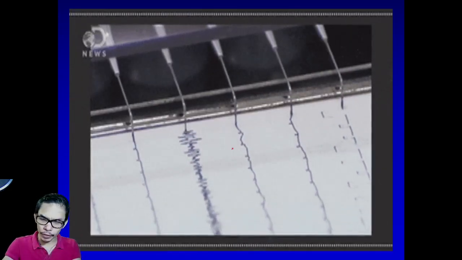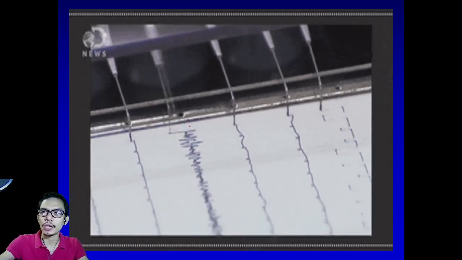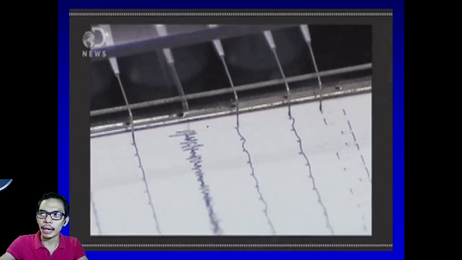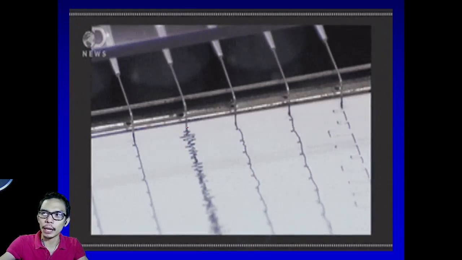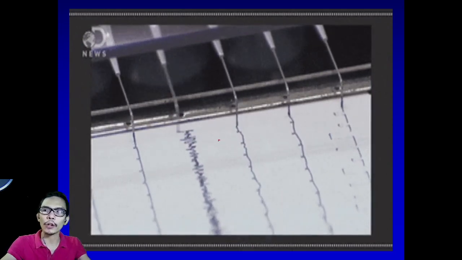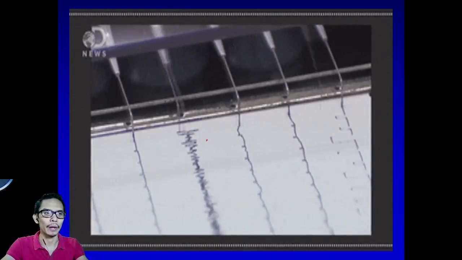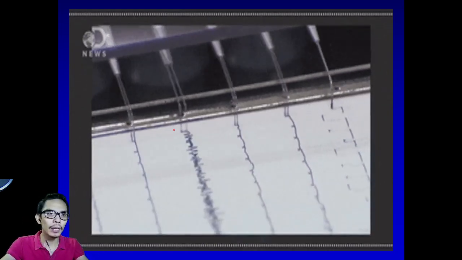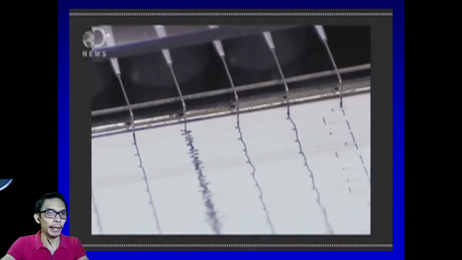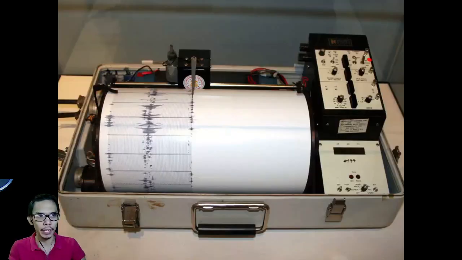Now, a modern seismograph looks like this. It scribbles. It contains some ink, and the paper runs through it, and this particular needle that you have right here scribbles down, corresponding to the magnitude of shaking, to the magnitude of the earthquake in that particular area. So that is the modern seismograph, and it looks like this.